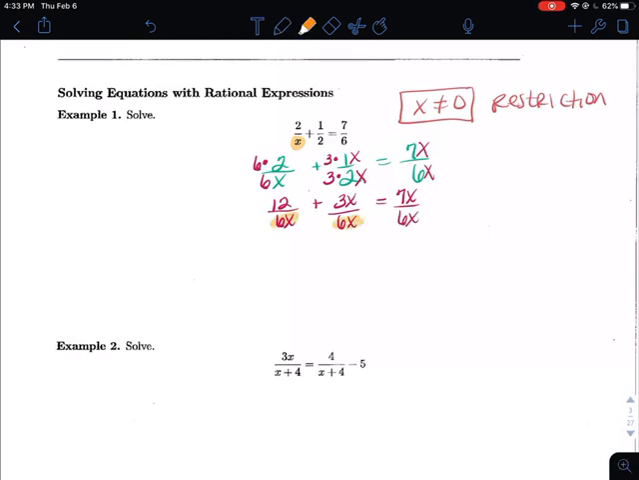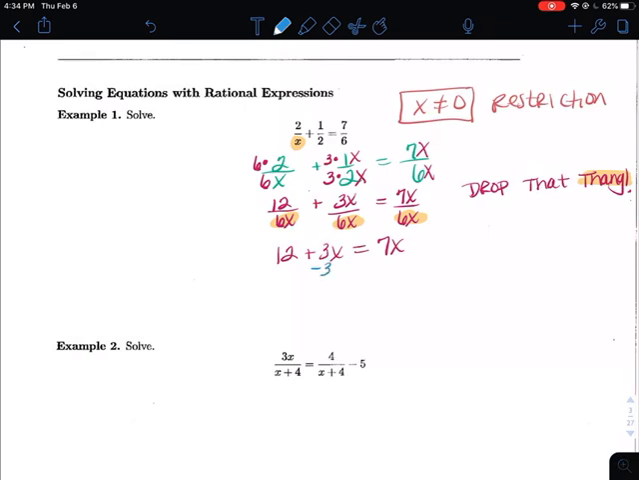And because all your denominators are the same, you can drop that thing. What's that thing? That thing is the denominators. So I'm going to rewrite the problem without the highlighted stuff. So this is 12 plus 3x equals 7x. And this equation looks much nicer than what we had before.